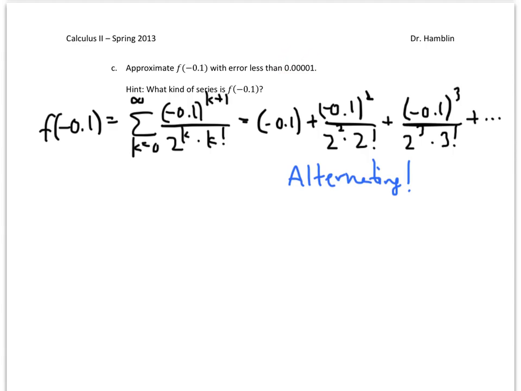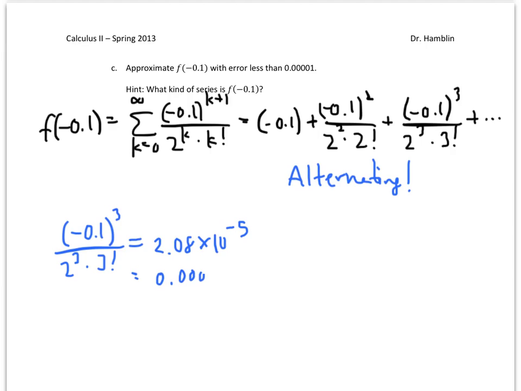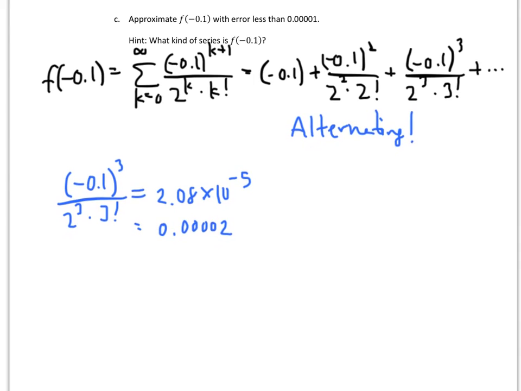So it's probably not going to be one of the first couple of terms, but maybe it's this third one that we tried. Maybe it's 0.1 cubed divided by 2 cubed times 3 factorial. So let's try that. Negative 0.1 cubed divided by 2 cubed times 3 factorial. And when we type that in our calculator, we get about 2.08 times 10 to the minus 5, which is 0.00002. So not quite small enough, but if we go to the next term, pretty safe bet that that's going to be small enough.